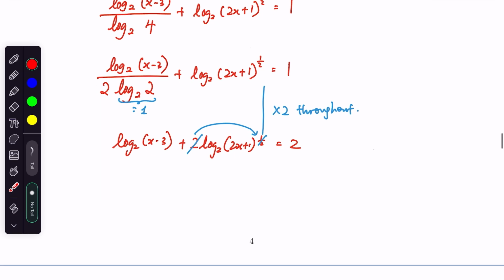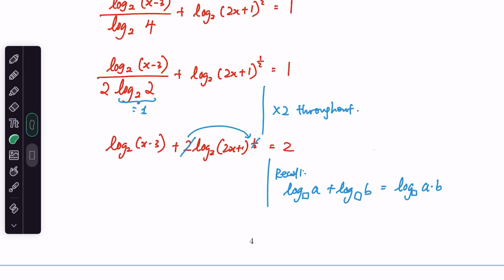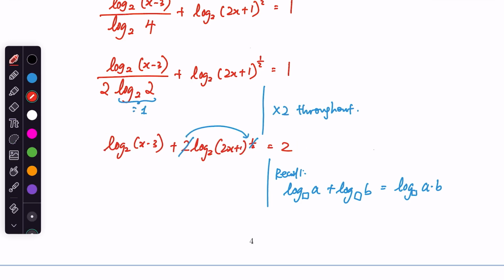So we recall that when we have log base something, it doesn't really matter what it is, of a certain number, say log base square a plus log base square b, whatever the square is, you can just treat it like a blank. I can merge them together into one logarithm, and this will be a times b. So let's do that. We have log base 2 of x minus 3 times 2x plus 1 equals 2.